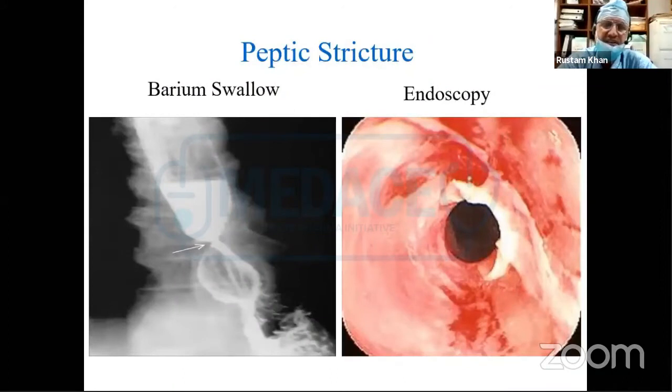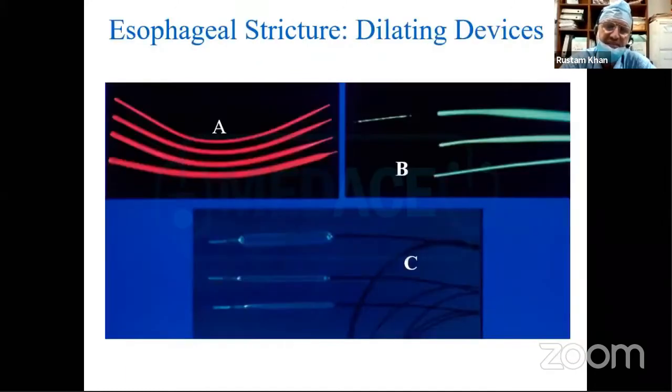Another complication is called peptic stricture. Here on the left side you see a barium swallow, there is a narrowing, then a hold up of the barium, and on the right side in the endoscopic picture there is a stricture, with oozing, bleeding and ulceration also.